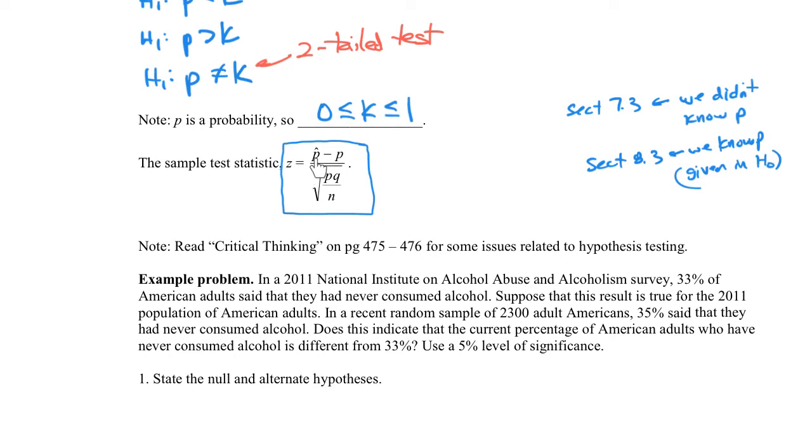So this is P hat from our sample, right? That's our sample test statistic, P hat. And then this will be P from the null hypothesis. This is the same P, right? If the null hypothesis is P equals 0.4, that P and that P are the same. And then Q, of course, is 1 minus P, and N is the sample size.